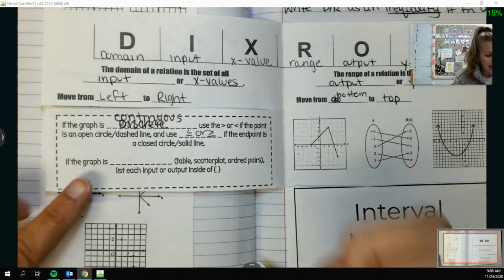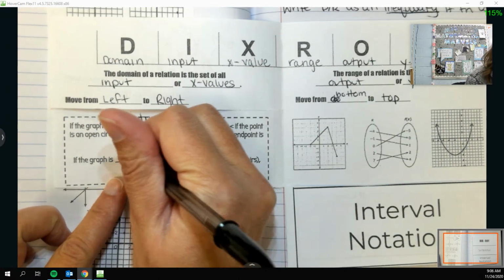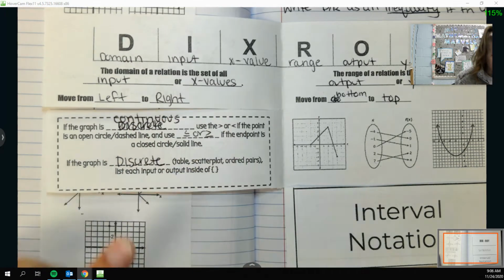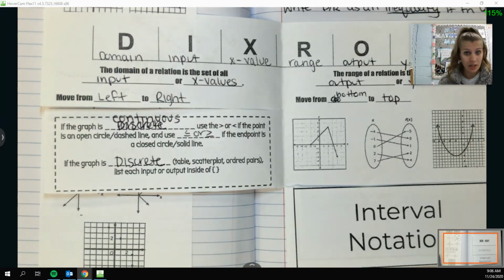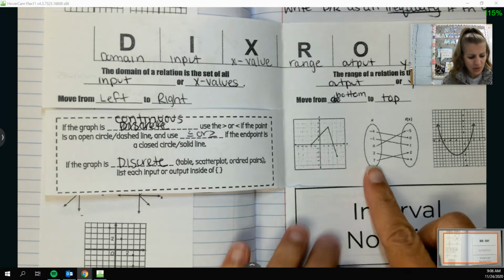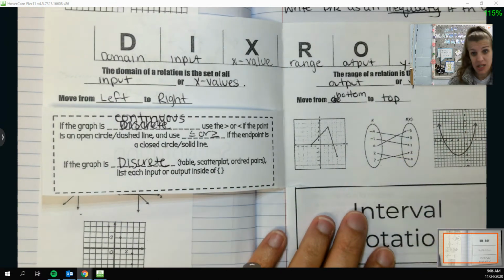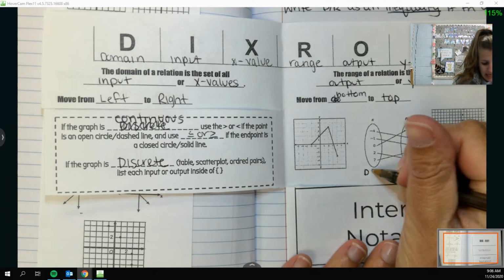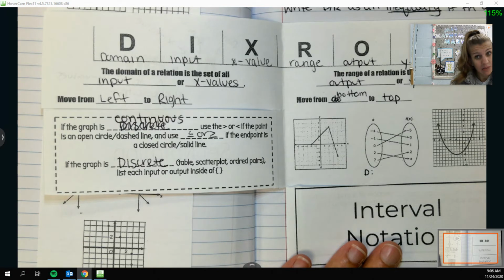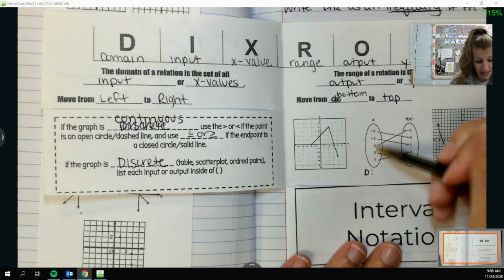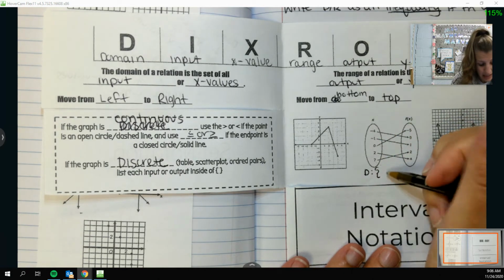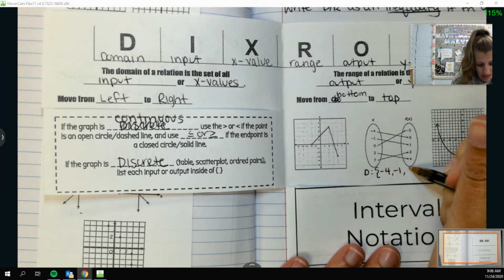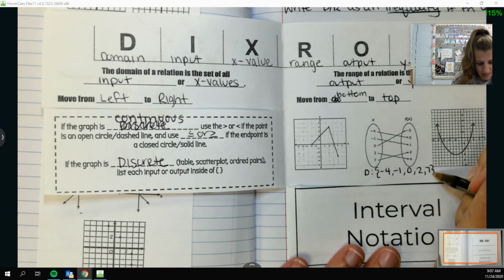Now, if it's discrete, so if it's just a collection of points, like a table or a scatter plot or a mapping diagram, we're just going to list each one because we can. So I actually want to start with that one first. In this one here, because the discrete examples are easier, if I needed to list my domain, I'm just listing all the x values. I can see them right here. I just put them in a list: -4, -1, 0, 2, and 7.